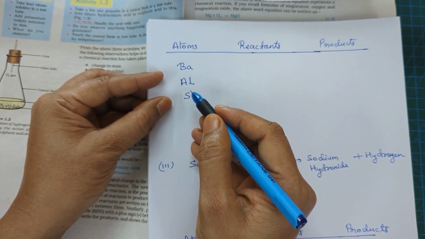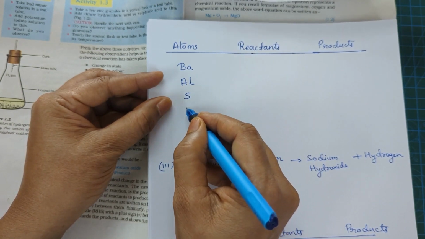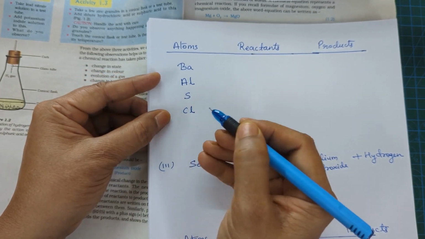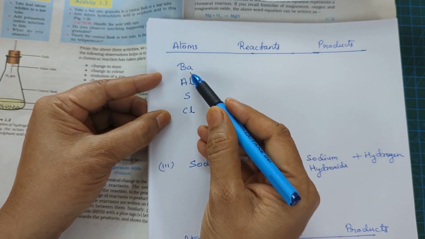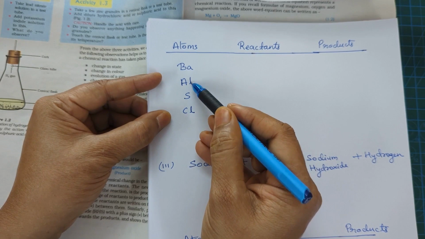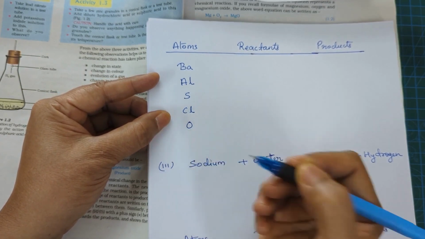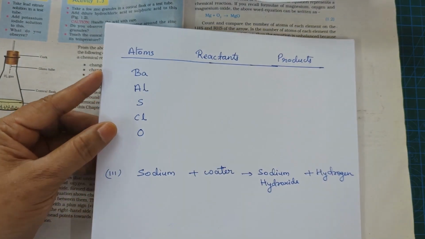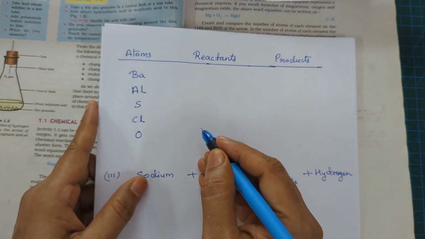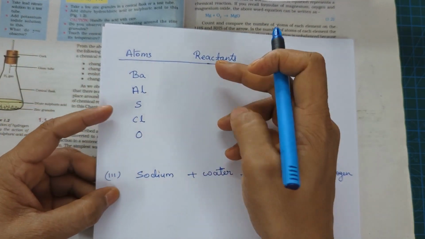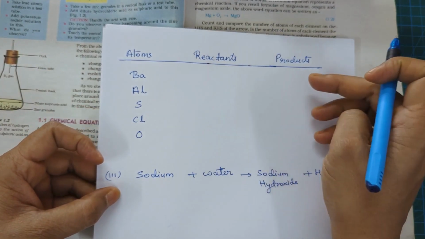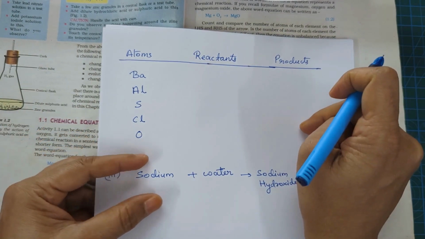And on the left side we have barium, chlorine, okay, so chloride, non-metal. So we have barium, chloride, aluminium, sulfate. There is no hydrogen but there is oxygen. So oxygen has to be written at last. Now let's see how many atoms of these are there in the left side, meaning the reactant, and in the right side, that is the product side.